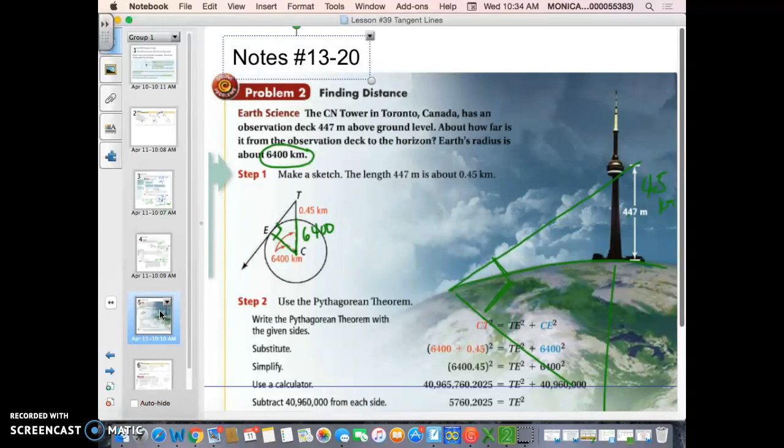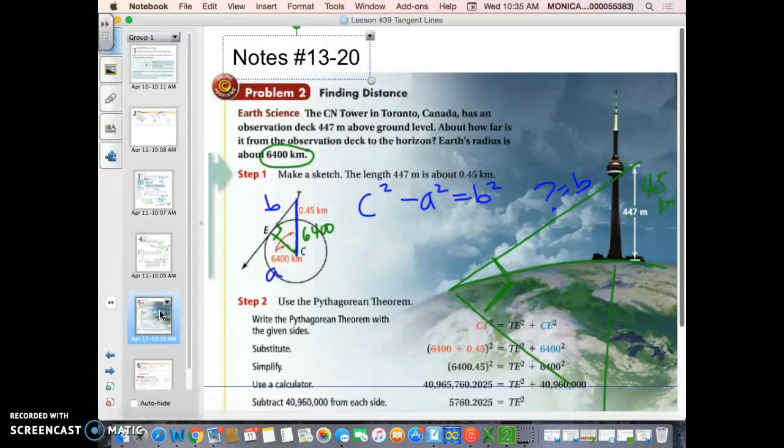So this side, this whole side here is my hypotenuse. This is my side A, and this is my side B, which I do not know. So this time, I'm going to use C squared minus A squared, and that's going to give me B squared, which is this distance right here. That's what I'm looking for. And you can see they've typed it in for you down here.